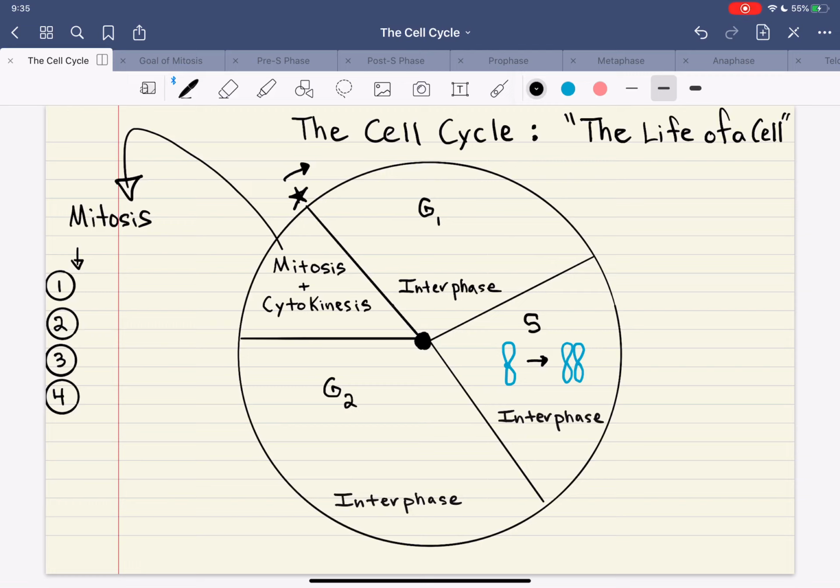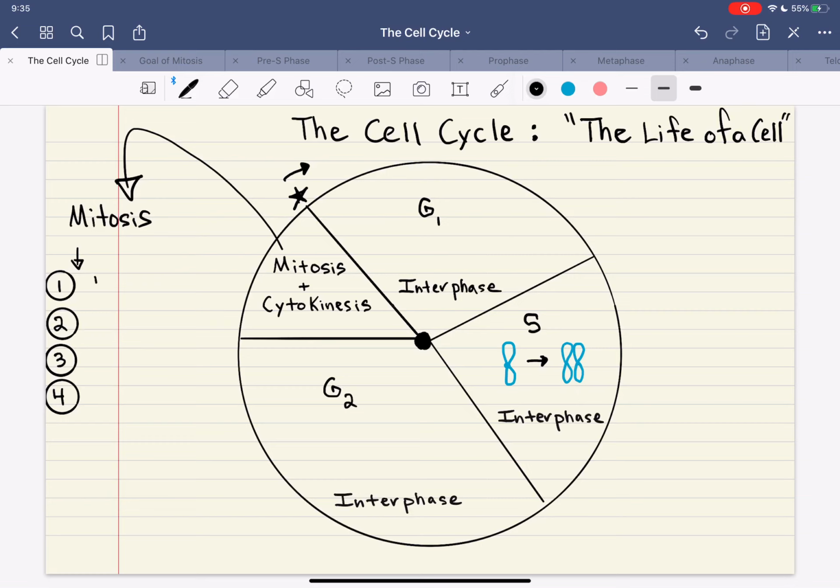But our focus here for the remainder of Chapter 8 is going to be on this last little sliver of a cell's life. And that is when it starts to undergo mitosis, and then when it starts to physically split in two, which is during cytokinesis. So we can take mitosis, which is, as we learned before, the division of a parent cell into 2 genetically identical daughter cells. We can split this process into 4 phases.